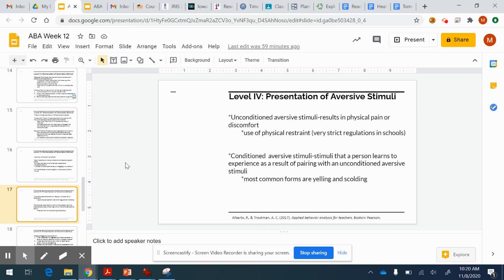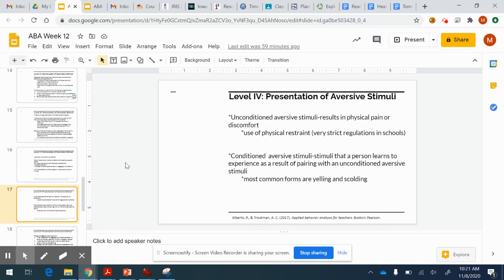Again, we just want to avoid putting our hands on kids at all cost. That would be a very, very, very last resort. And there are very strict regulations in school. In class, we'll talk about those rules and regulations. There is a ton of paperwork associated with that. And there are different procedures you need to be aware of before the use of physical restraint.